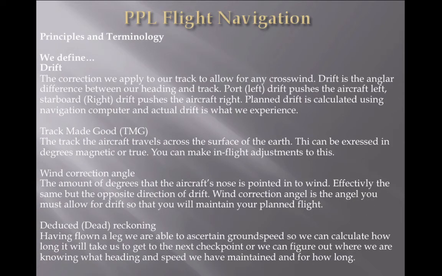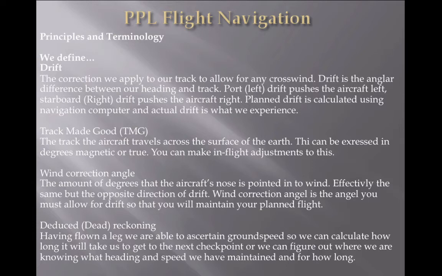Drift is the correction we apply to our track to allow for any crosswind. Drift is the angular difference between our heading and track. Port, which is left, drift pushes the aircraft left. Starboard, right drift pushes the aircraft right. Planned drift is calculated using the navigation computer when we're doing a flight plan. You can make in-flight adjustments to this as you go, and hopefully not using an E6B.